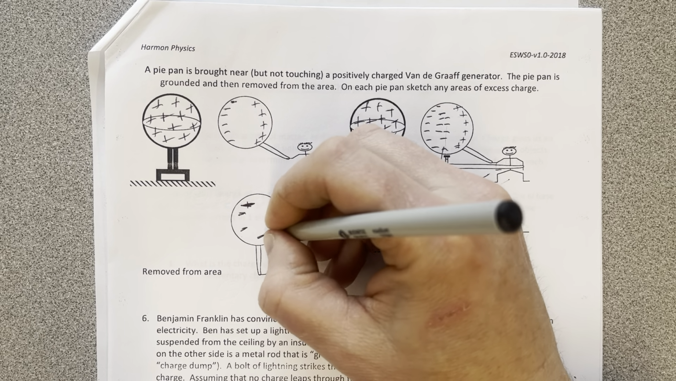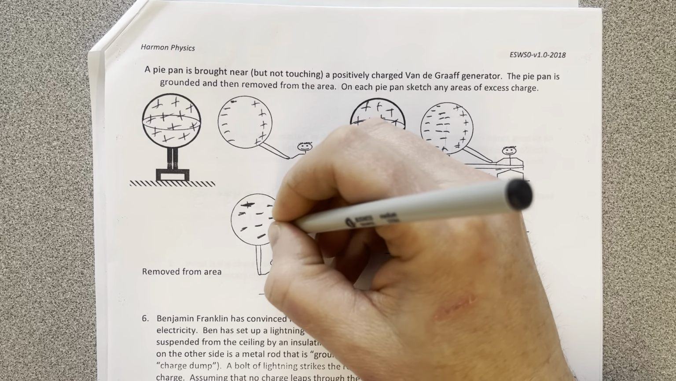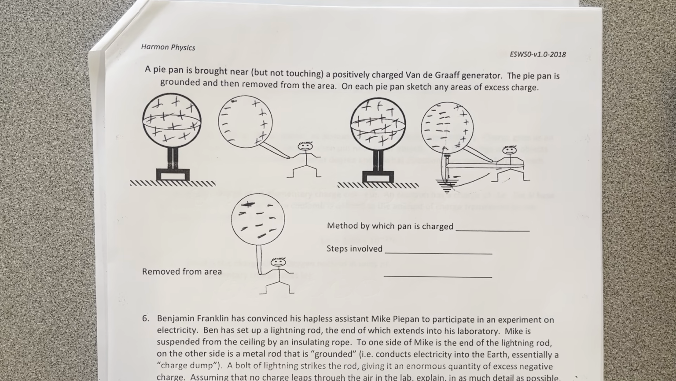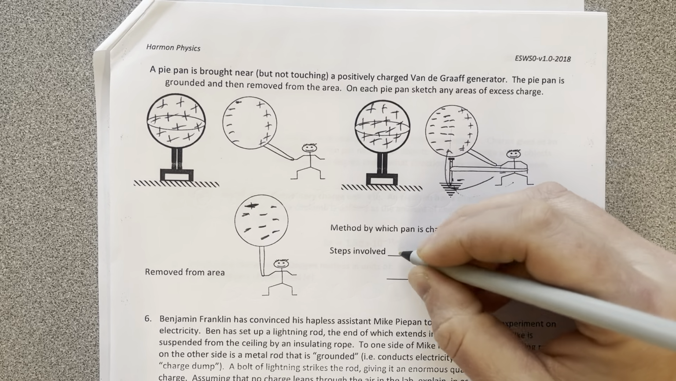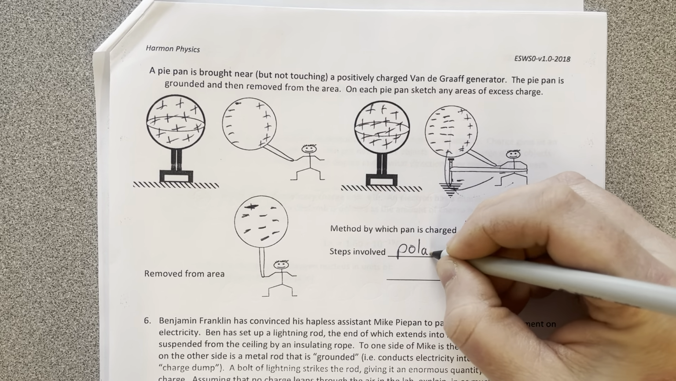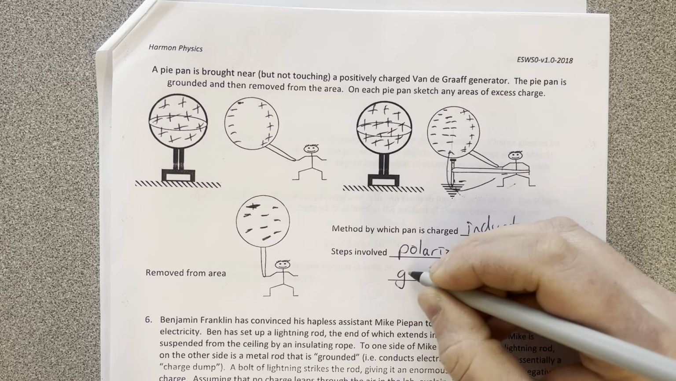And when you disconnect it now, well, there were 8 more electrons than protons on there. So our charge now becomes 8. It's called induction. Polarization. And then grounding.